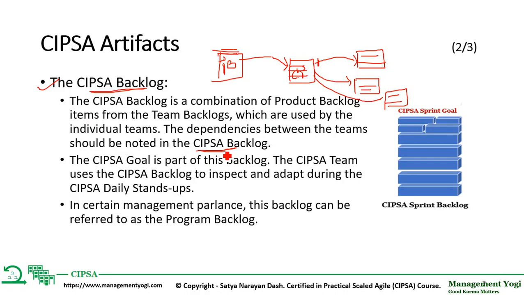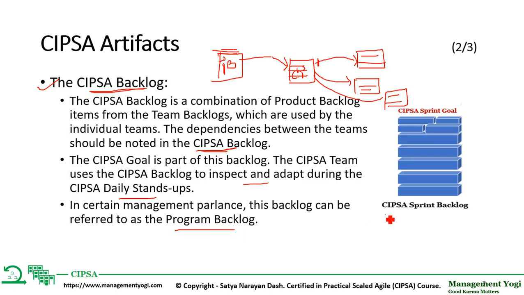The CIPSA goal is part of this backlog. Like product goal is part of the product backlog, similarly the CIPSA goal is part of the CIPSA backlog. The CIPSA team uses the CIPSA backlog to inspect and adapt during the CIPSA daily stand-ups, which is a meta event. In certain management parlance, this backlog can be referred to as the program backlog.